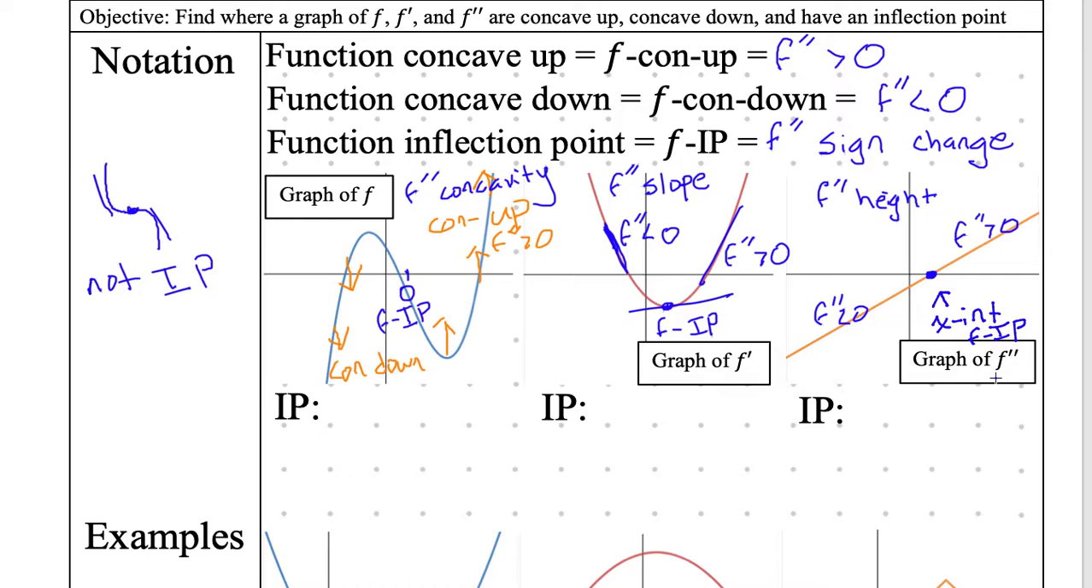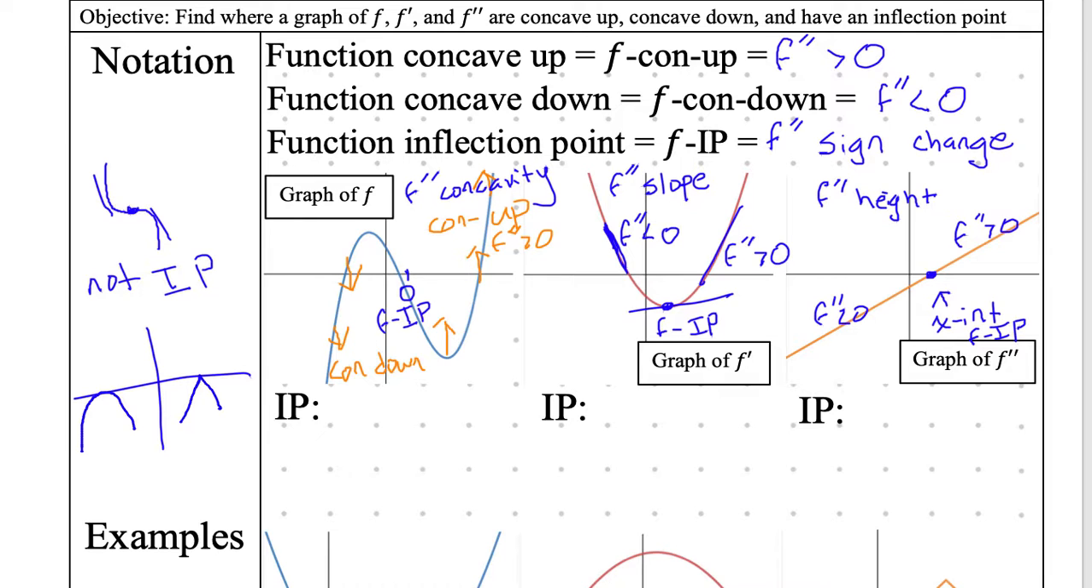Can you visualize on the graph of f double prime where you would have something that touches the x-axis but doesn't go through it? There's a few different options. I could have something that looks like this, that's continuous and differentiable. I could have something that's continuous and not differentiable that still touches. I could have a V, or just touches and then turns around. As long as you have a sign change, it should go through the x-axis and then you're good.